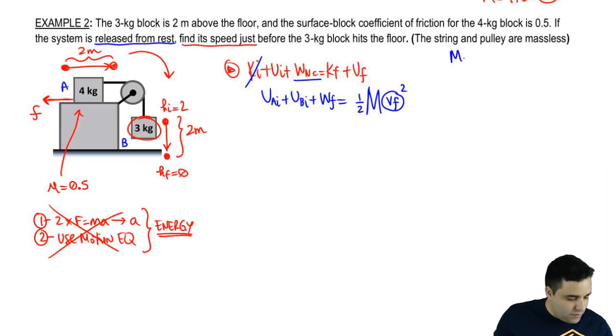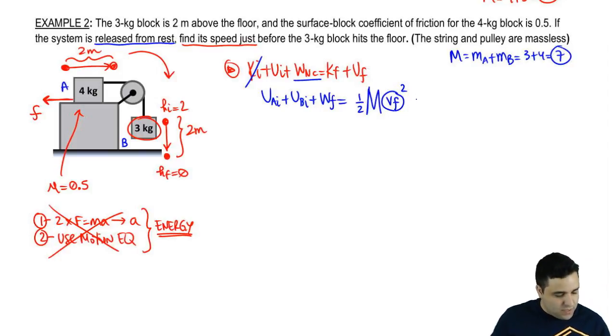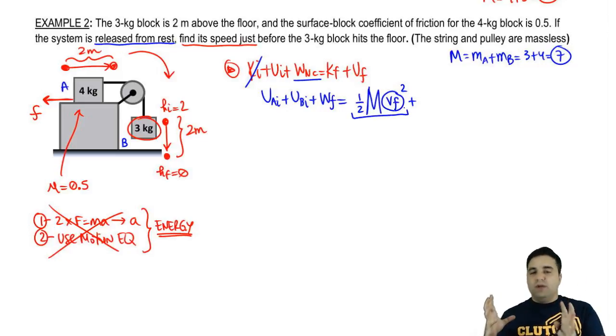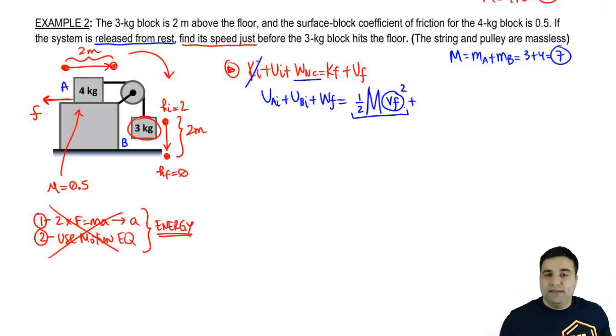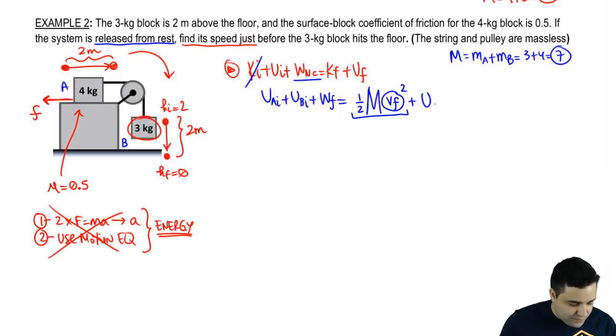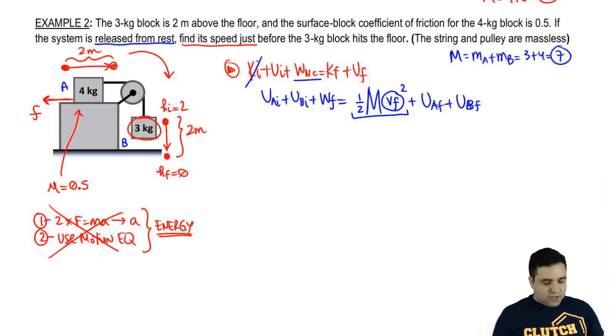This total M here is going to be MA plus MB, which is 3 plus 4 equals 7. Okay? Plus, so we're going to treat the kinetic energy as if you had just one body, because they move together, so they have the same velocity. You're able to do that. It's just a math simplification there. And then the potential energy, I have to treat them separately because they have different heights. UA final, UB final. Cool. Let's go through it, see if anything else is 0.